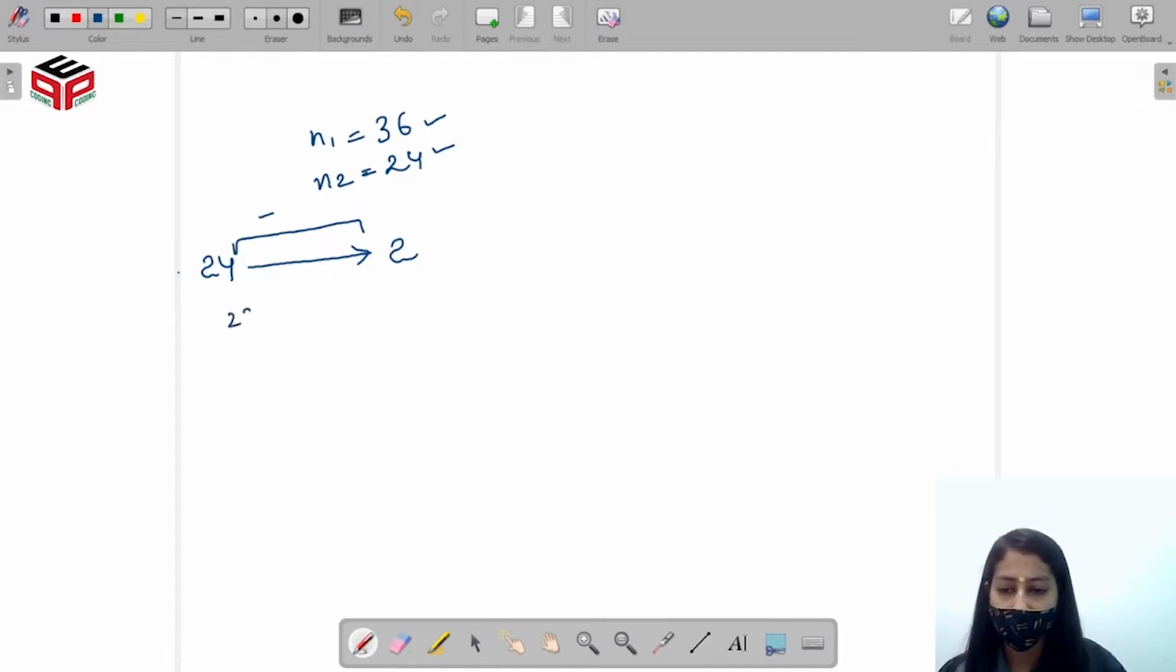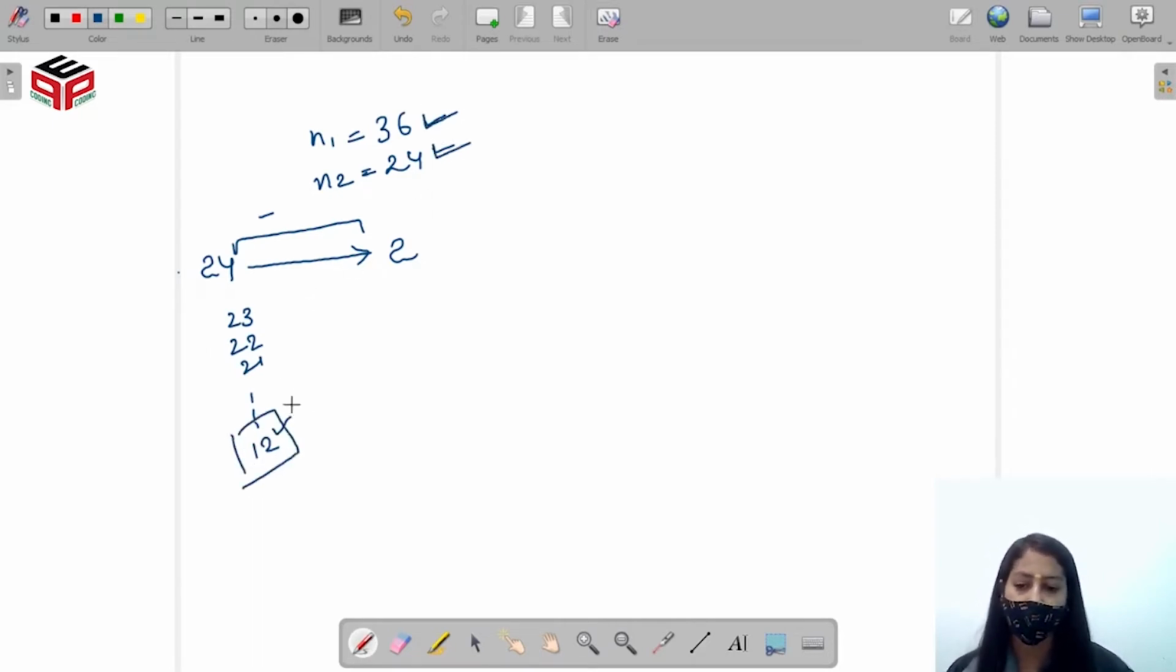So it will start from 23. 23 does not divide 36 and 24. 22, 21 and so on. When we reach 12, we find that 12 divides both 36 as well as 24. So 12 will be our greatest common divisor for them, right? But for this question, we'll discuss another approach.